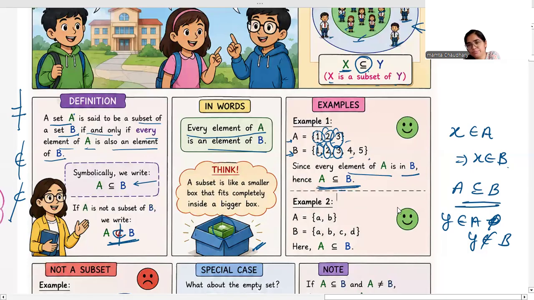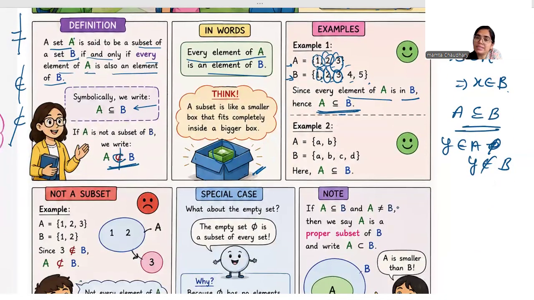Let's take another example. A has elements a, b, and B has elements a, b, c, and d. So a is there, a is also here. b belongs to A, then b belongs to B also. So all the elements of A are there in B, so we say A is a subset of B.